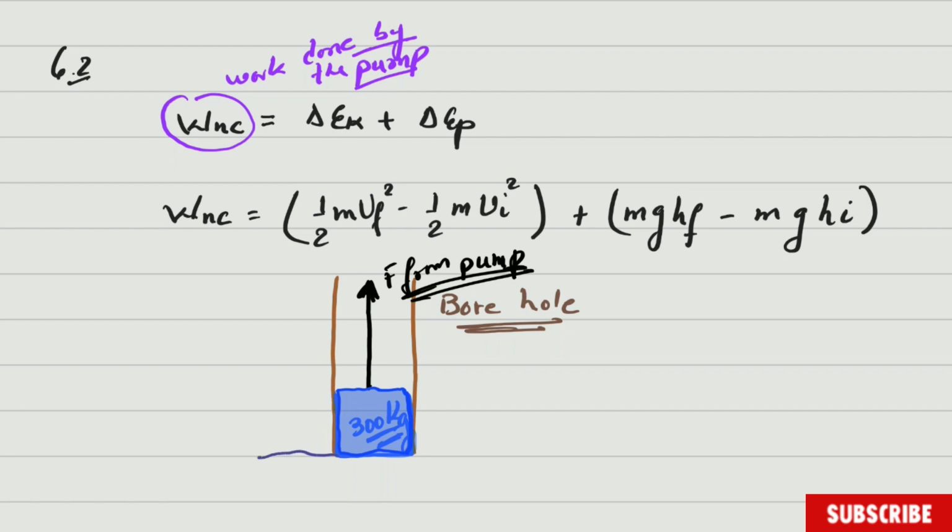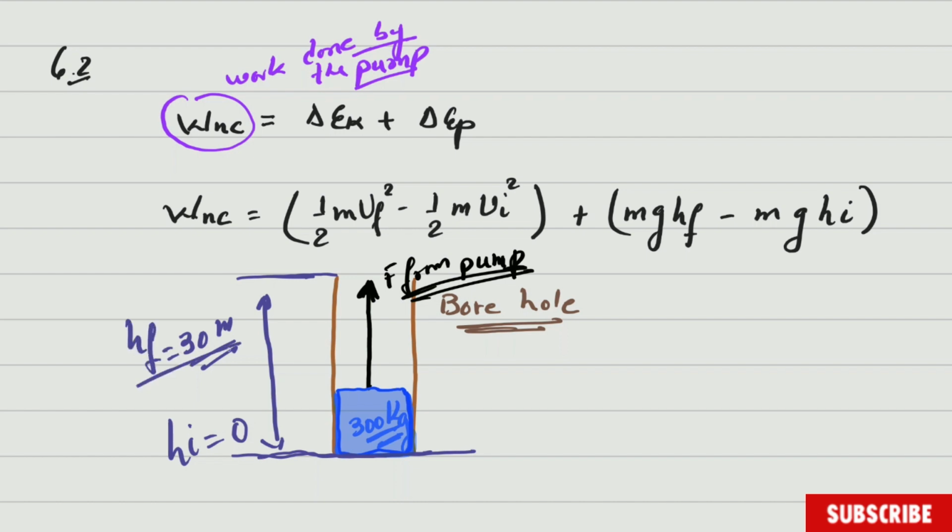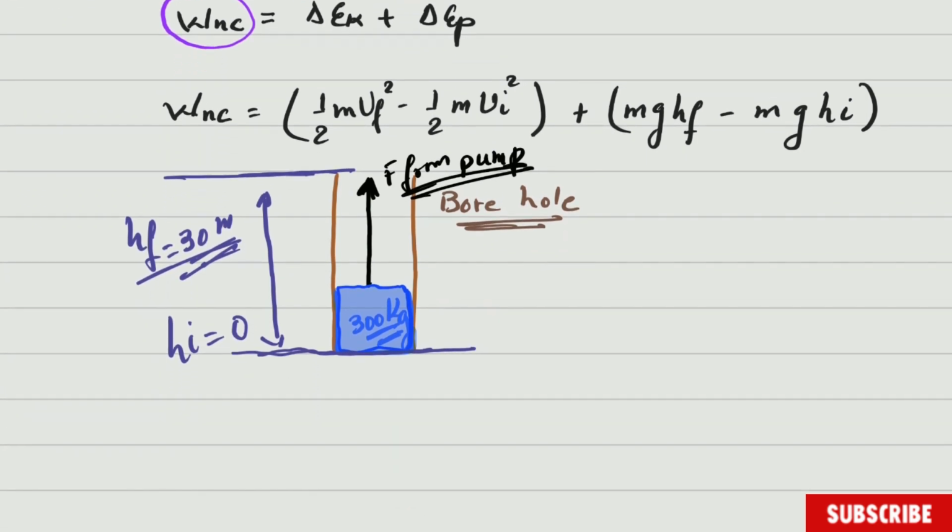So if we set here, this is at the bottom of the borehole, and it's going to be pulled up all the way to 30 meters. The height is 30 meters. If the initial height at the bottom is 0, the final height is going to be the 30 meters right at the top here. This is for you to get an idea of what is actually happening here. I want you to understand. This is a little bit tricky to understand.